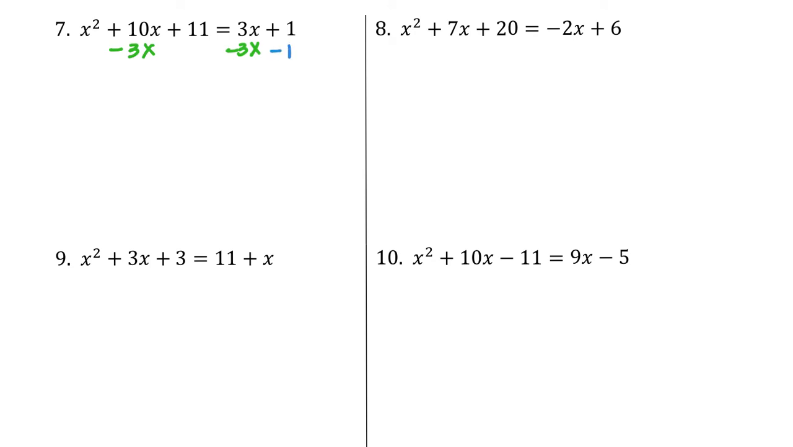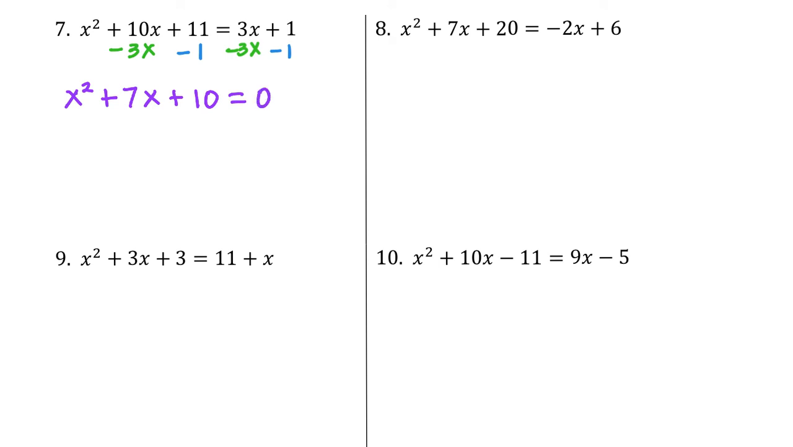Okay, now I still have the plus 1, which I don't like, so I'm going to subtract 1 from this side. If I do it, I'm going to line it up under the like terms, and then I'll bring down my equation. So I have x to the second. 10x minus 3x is going to give me 7x. 11 minus 1 is going to give me 10. 3x minus 3x is nothing. 1 minus 1 is nothing, so I have a 0 here.